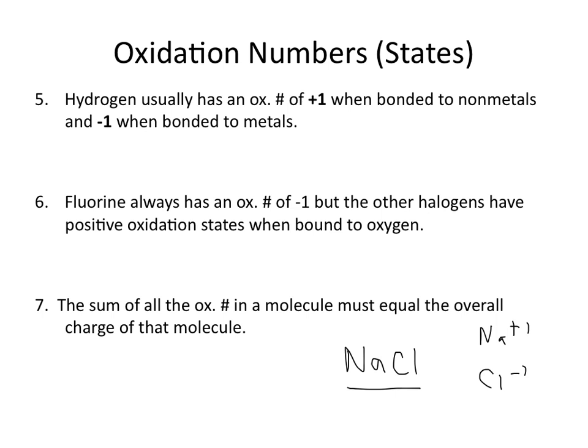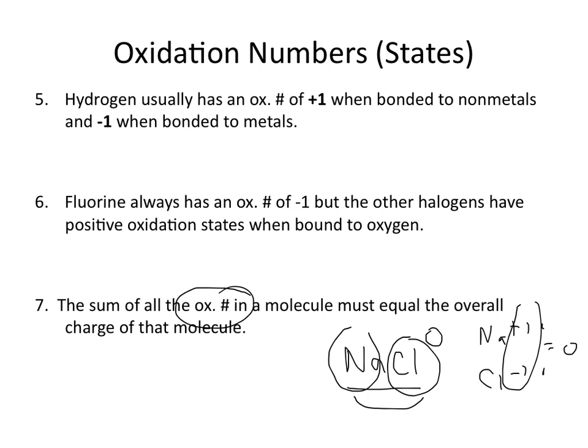Now, I know that when sodium chloride comes together, there's a neutral substance there. There's no charge. So that means the oxidation number on my sodium plus the oxidation number on my chlorine should give me an overall number of 0. In this case, +1 plus -1 gives me 0. So the overall oxidation number values are going to equal the charge of this molecule. Since this molecule is uncharged, we would expect the 2 oxidation numbers to equal 0 when summed together.